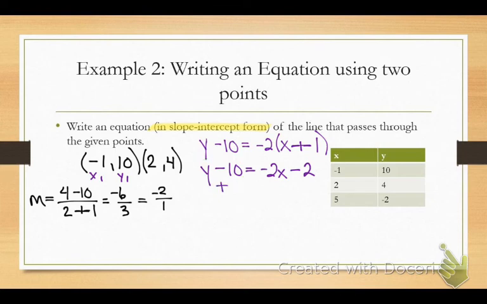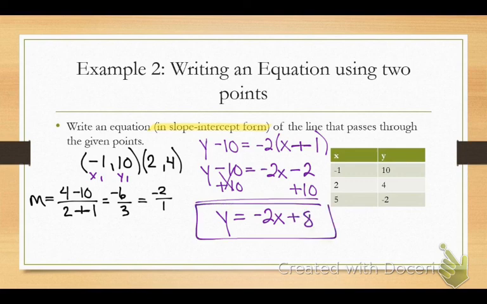Add 10. Now, on the other side, would I add 10 to negative 2x? Is that like terms? No, I would add 10 to the number, plus 10. So y equals, yay, slope-intercept, negative 2x. What's negative 2 plus 10? 8. Plus 8. And now it's in slope-intercept. Okay? So if it had said point slope, I could have stopped here. But if it's slope-intercept, I have to keep solving for y until I get down to the end.